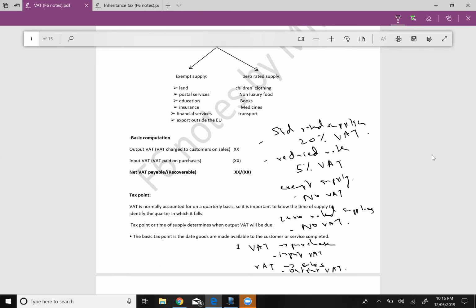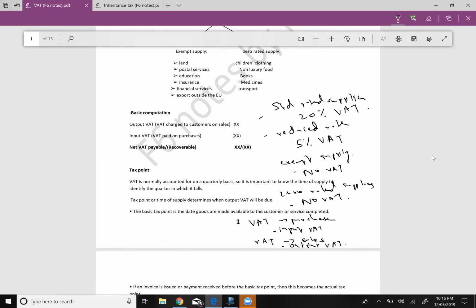So this output VAT will be collected from the consumers. This input VAT is something that you have paid when you were purchasing the goods, your raw material. And when you sell the goods, you will be collecting output VAT from the consumers. And then you will go to HMRC and you have to pay that VAT to the tax authorities.